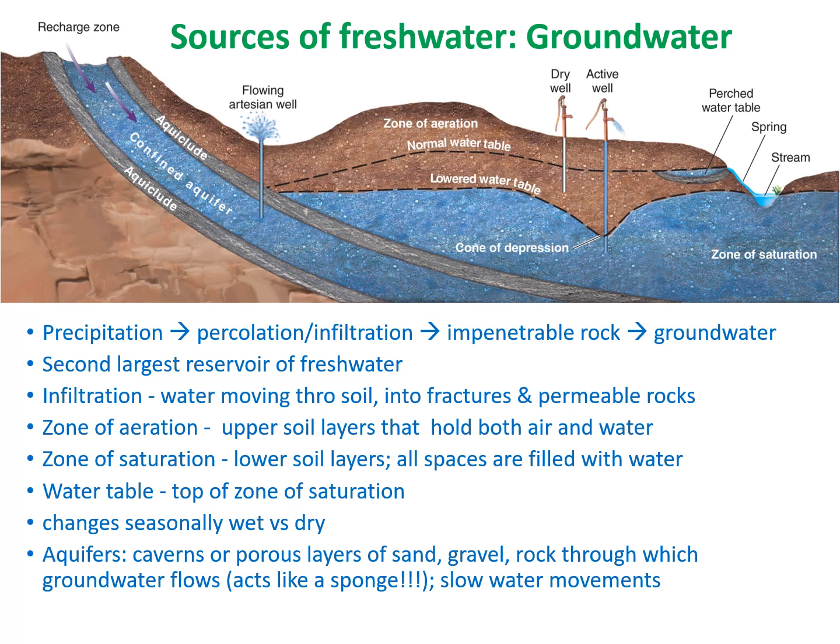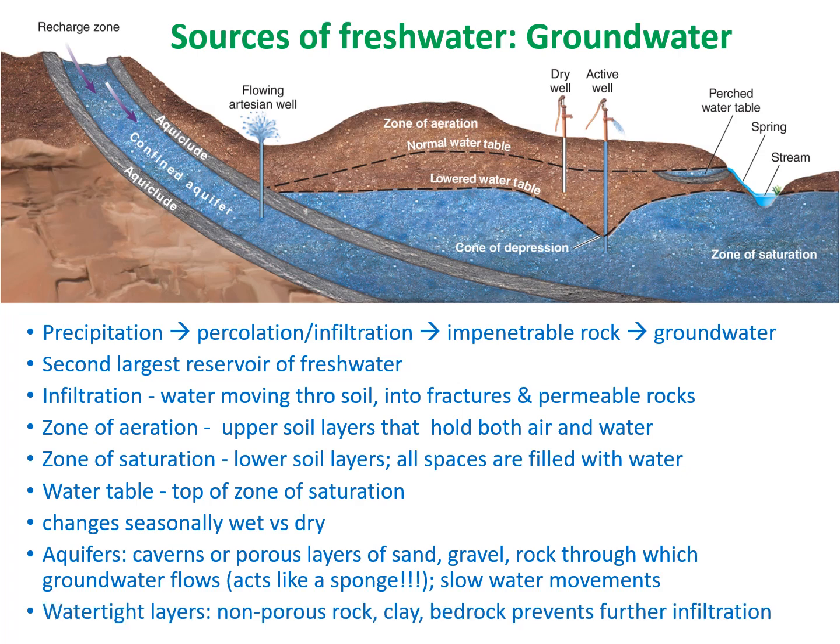Aquifers could be connected, isolated, or semi-connected, and groundwater can move at a very slow rate. In certain cases, certain types of aquifers are surrounded by non-porous material like bedrock and clay. Those minimize infiltration or further movement of groundwater.